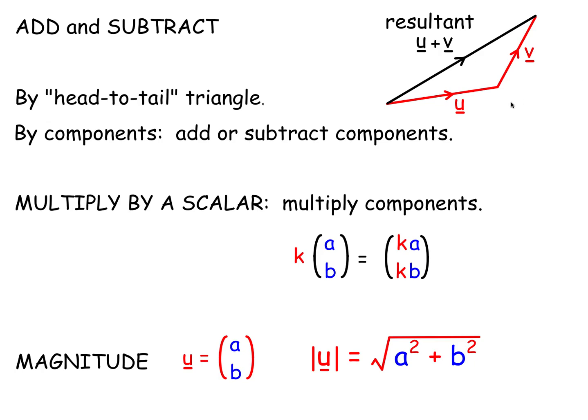And this is it summarised. You can add head to tail, like you're going on a journey. We get the resultant vector, or a lot easier, just do it by components. If you're multiplying by a scalar, it's quite easy, just multiply the components. And when you want the magnitude, we had that in the first video. Square the components, add and take the square root.